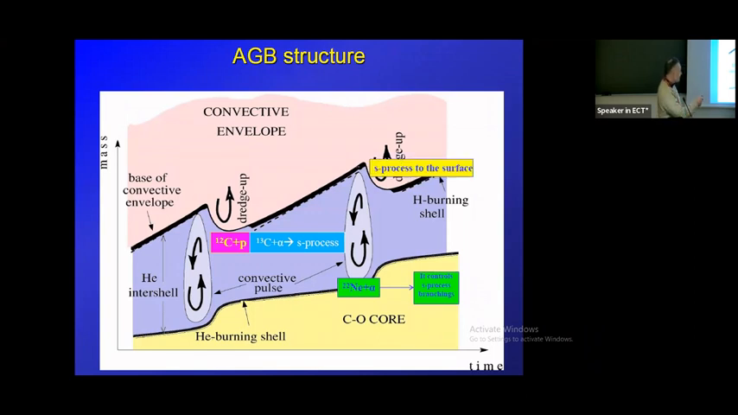And then you have the dilution of the S-process products to the surface with the third dredge up.